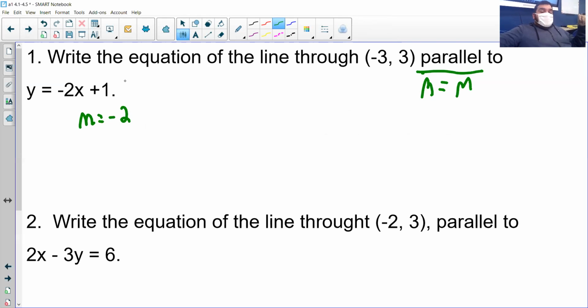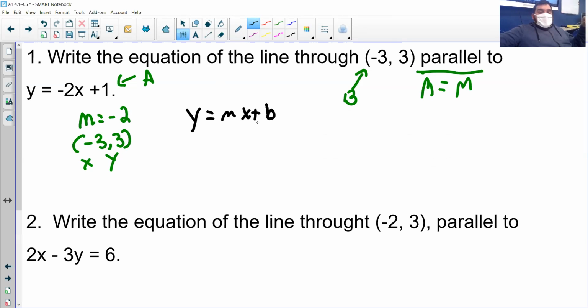Now, this is a different line. This is line A. We're gonna make a new line, we're calling it line B. This new line is gonna use the point -3, 3. This is also a little bit of a review of slope-intercept form. Because we have a new coordinate, -3, 3, that's an X and a Y. So we're gonna need to find a y equals mx plus b that uses this information. I know the slope is -2 because it said the word parallel, and I know my point's -3, 3 because it gave it to me here.